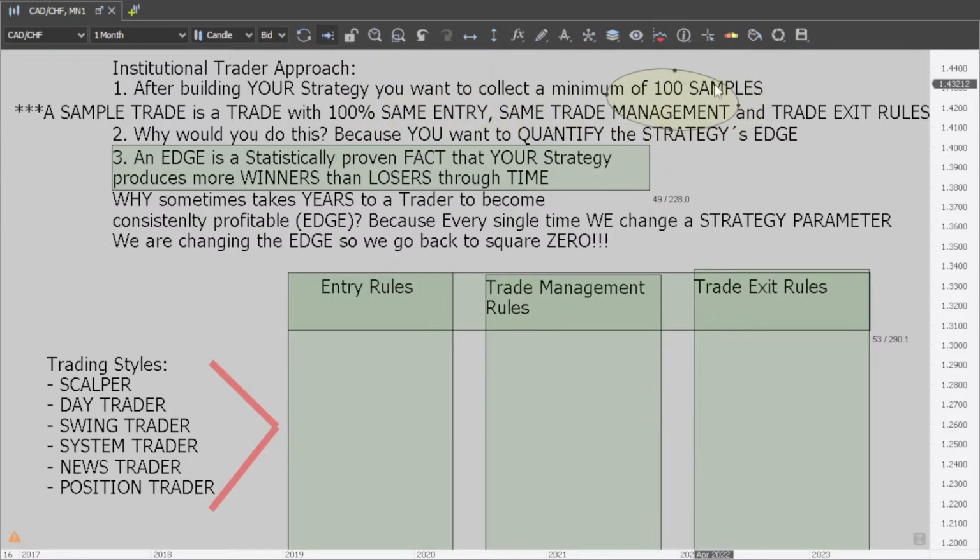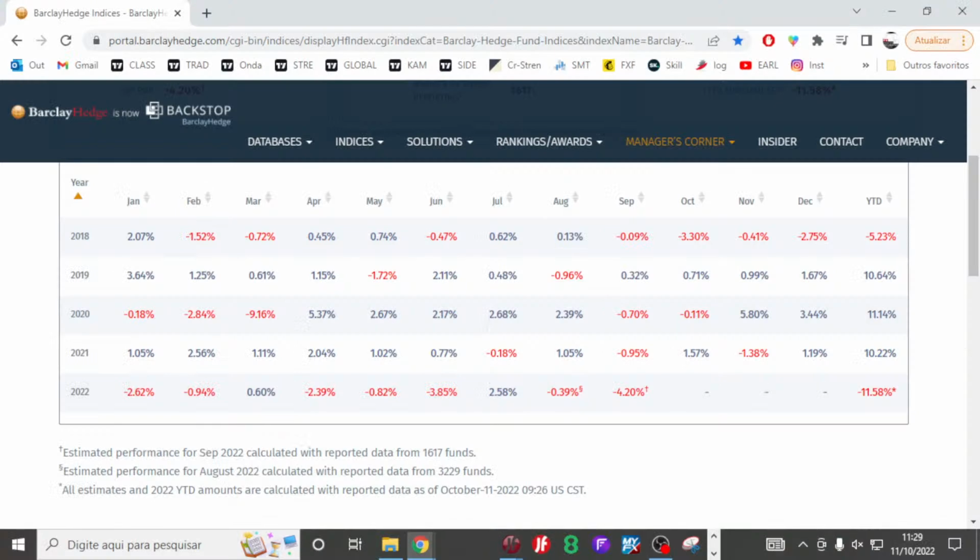If you can come to 100 samples and show the numbers, that was the same entry, same trade management, same exit, and you have an edge, so it's a proven fact that your strategy is winning more than it's losing, you become an instant millionaire.